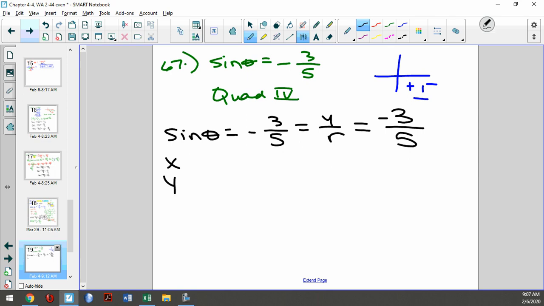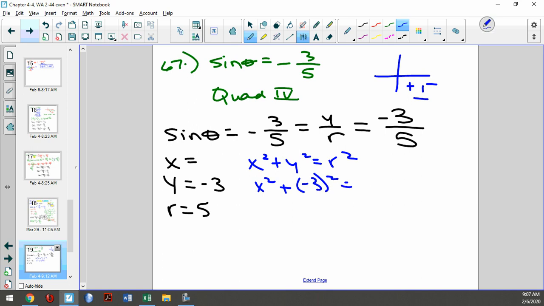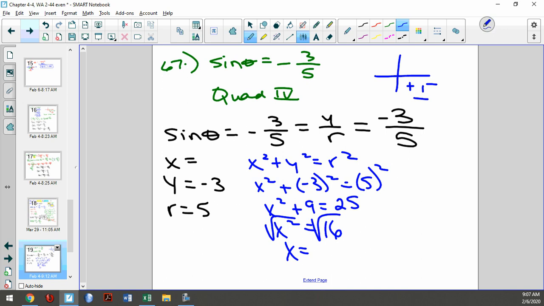So I need to find x, y, and r. r is 5, y is negative 3, and I need to find x. So how do I go about that? x squared plus y squared is equal to r squared. x I don't know, y is negative 3 squared, equal to 5 squared. So x squared plus 9 is equal to 25. x squared is equal to 25 take away 9, which is 16. The square root, so x is equal to 4, and x is equal to negative 4.